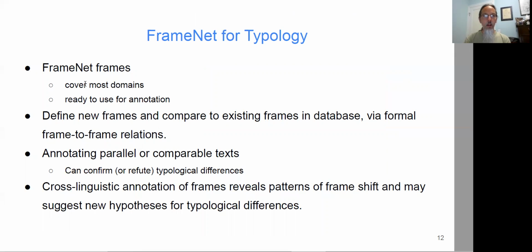So in sum, we think FrameNet is relevant for typology as it covers most domains. It's ready to use for annotation. Typologists can define new frames and compare them to existing frames using formal frame-to-frame relations. Annotating parallel or comparable texts can confirm or refute typological differences. And full annotation, in particular semantic domains or of all domains, can reveal patterns of frame shift and might suggest new hypotheses to typologists for typological differences.